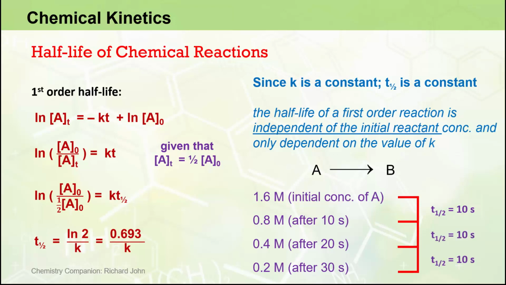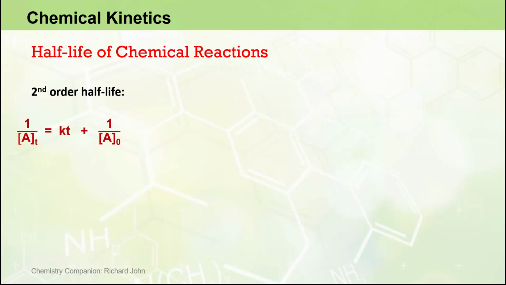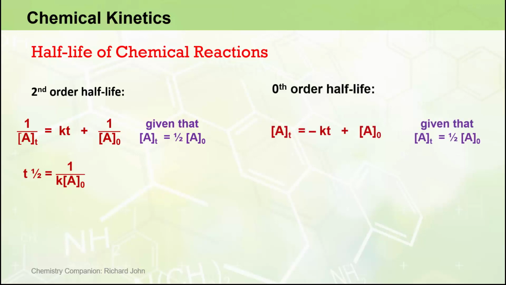This is not the case for a second-order reaction, where we see that if we make the same substitution, we get an expression for the half-life that is dependent on the initial concentration of A. Doing the same for the zero-order case and making the appropriate substitution, we get the half-life being equal to the initial concentration divided by 2K.